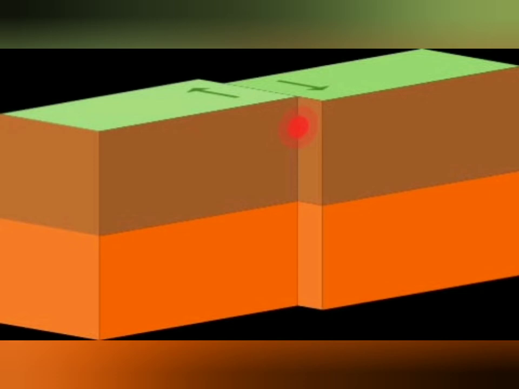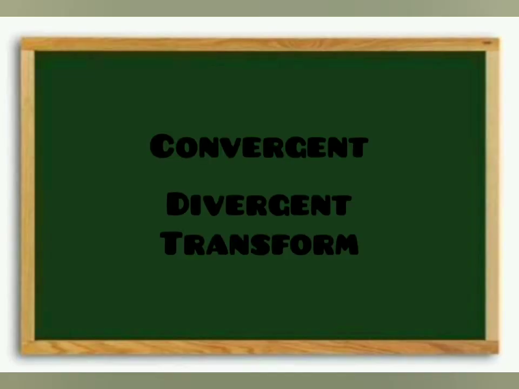The third one, in this movement, the plates may move horizontally or vertically past each other and form a transform boundary. You can see the pictures in your textbook also. These movements lead to changes in the position or size of the continents over millions of years.